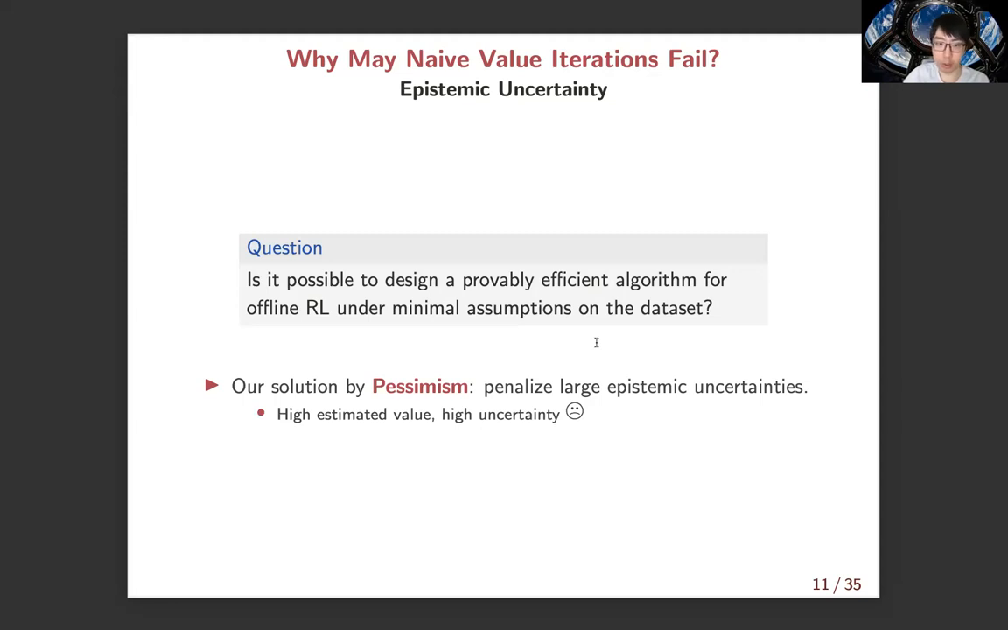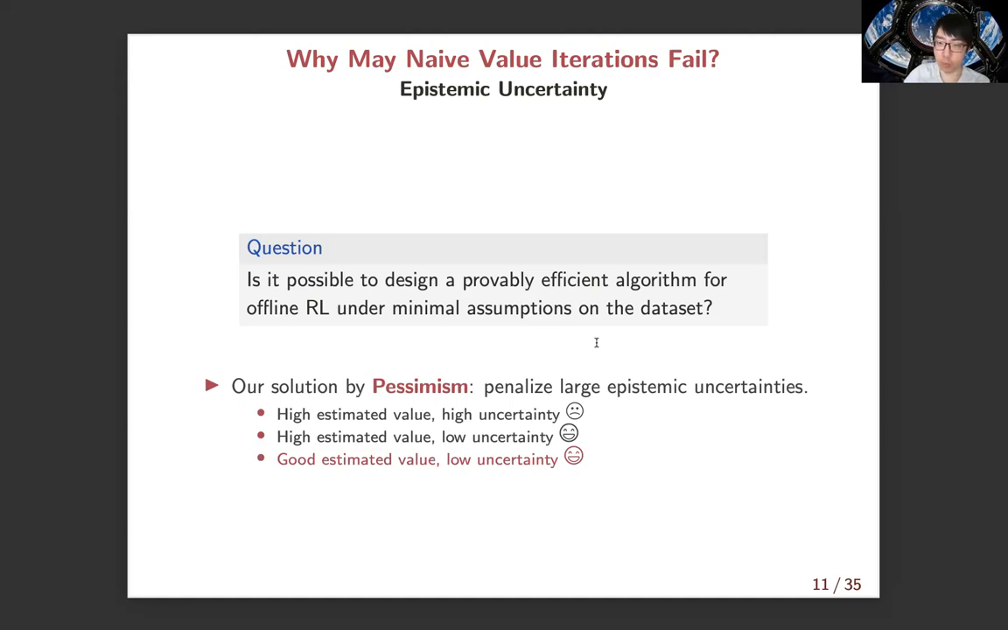There could be several situations. For example, we certainly do not want the situation where we have a very high estimated value and also high uncertainty. So that creates the spurious correlation. And sometimes, if we have a high estimated value but low uncertainty, that's the setting that we desire, but it totally depends on the data set, whether or not we're able to see this kind of data point.